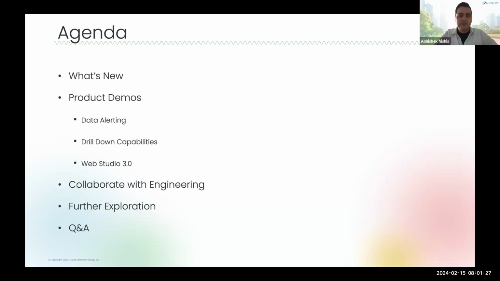All right, the agenda. We'll talk about what's new in 9.0, and we'll also talk about JasperReports IO, what's there in it, and also Studio and Web Studio. That will be followed by product demos. Anna will cover data alerting and drill down capabilities. And Julio will go through Web Studio 3.0, some more changes in Studio, like HTML component, and also white labeling.